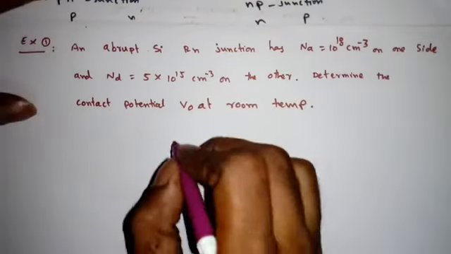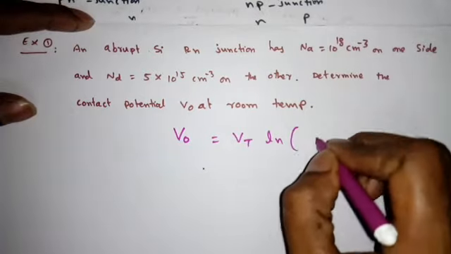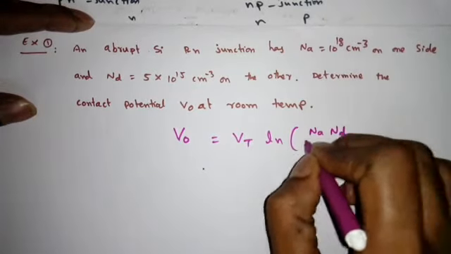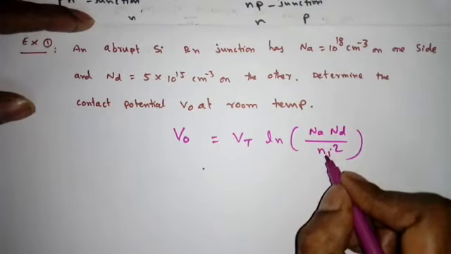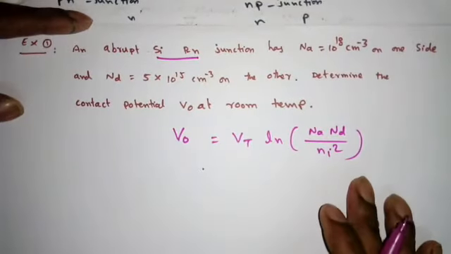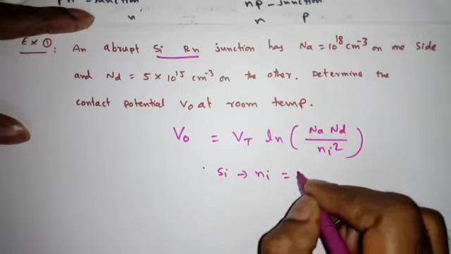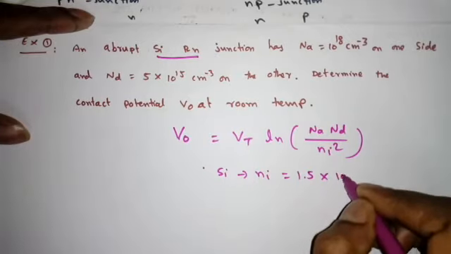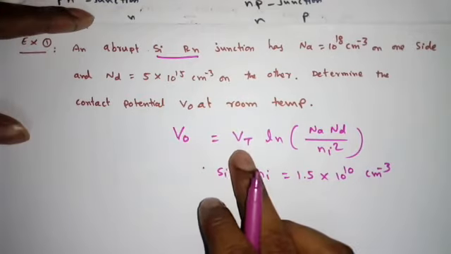Now simple, what is the formula? V0 is equal to Vt ln Na Nd by Ni square. Na and Nd are given, so we have to know what is Ni. In the question it is mentioned as a silicon PN junction. So for silicon the intrinsic carrier concentration is equal to 1.5 into 10 to the power 10 centimeter power minus 3, and we should know what is Vt.